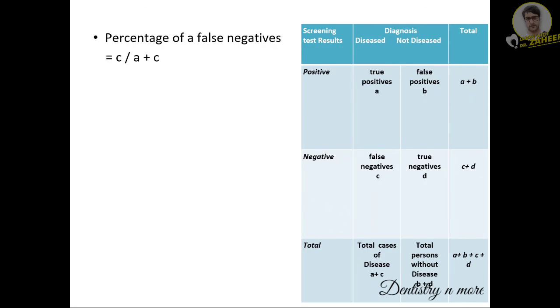Now we have the percentage of false negative and percentage of false positive, that is C by A plus C and B by B plus D. It gives the percentage of false negative and false positive, because false positive is B and false negative is C. So just take the denominator of diseased and non-diseased.